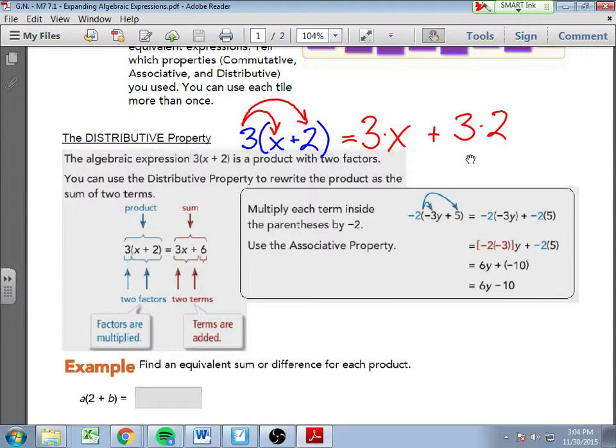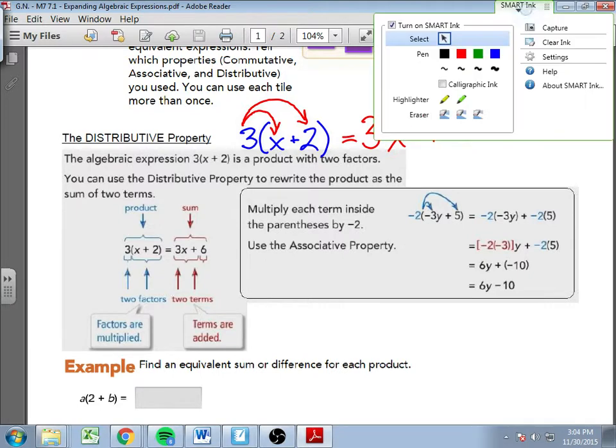So here it shows you another one where they have -2 times -3y plus 5. So they draw the arrows first. Then they show my first multiplication is my term out front times my first term. My second multiplication is that term out front times the second term in the parentheses. And then I do the multiplications. And I still cannot combine because they're still not like terms.